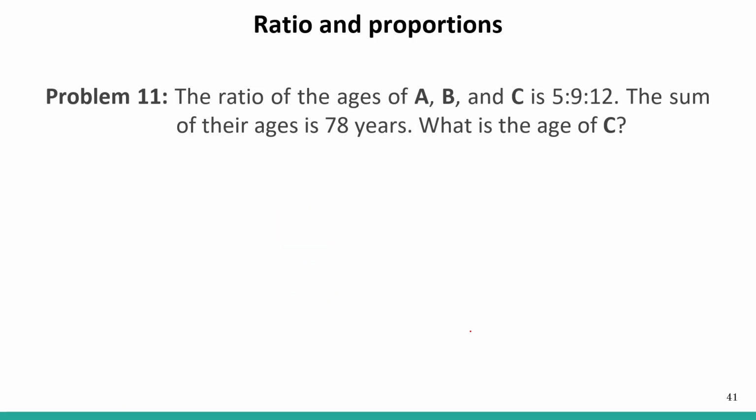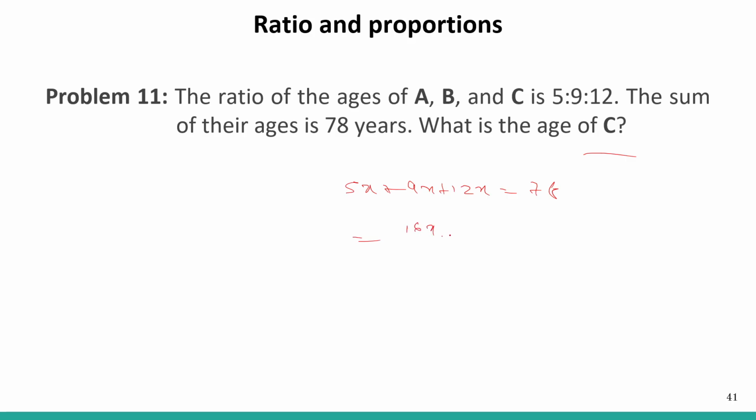The ratio of ages of A, B and C is 5:9:12. The sum of their ages is 78 years. What is the age of C? So 5x plus 9x plus 12x is equal to 78. That is equal to what? 11x plus 5x, 16x.